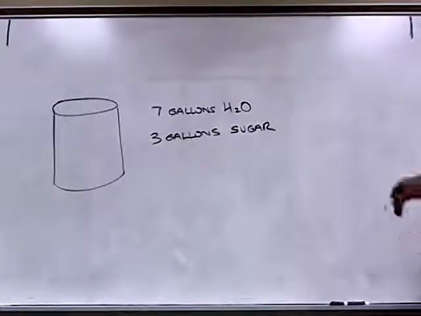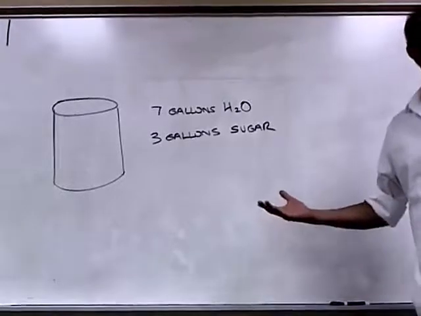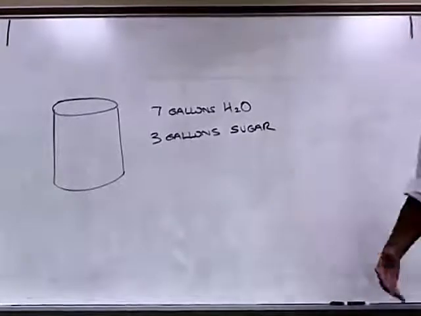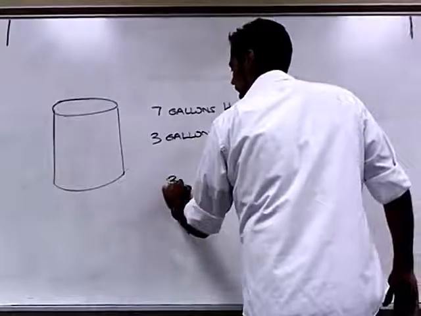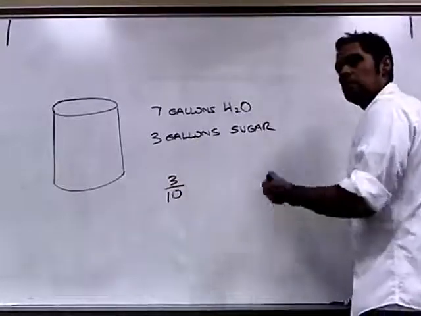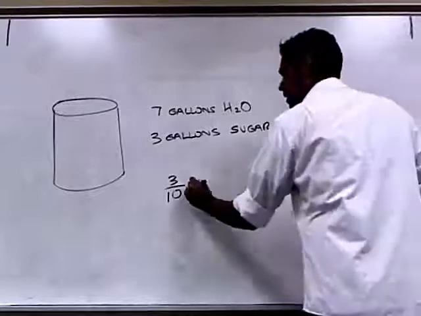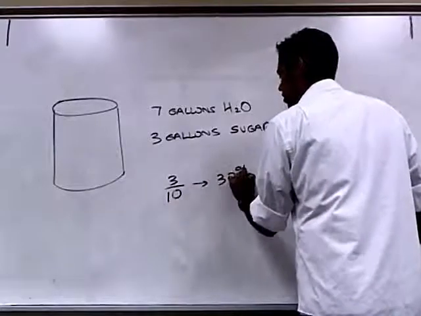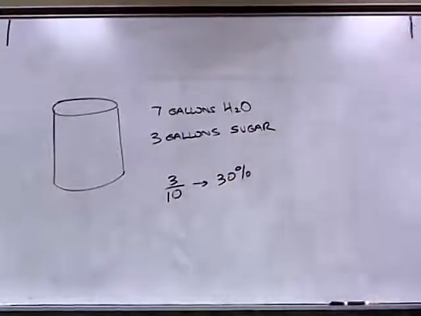So what are your total gallons together? 10 again, right? 10 again total. So how much of it is sugar? 3 out of 10, right? Which is 0.3, which would be a 30% sugar solution. Understand?